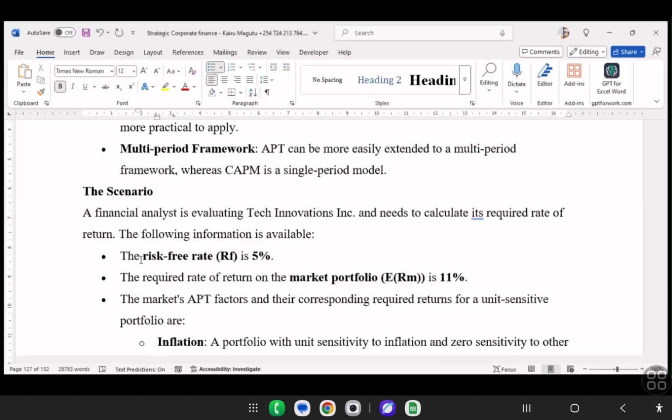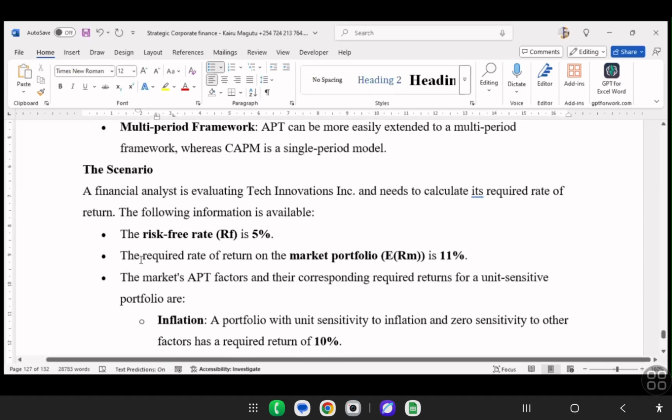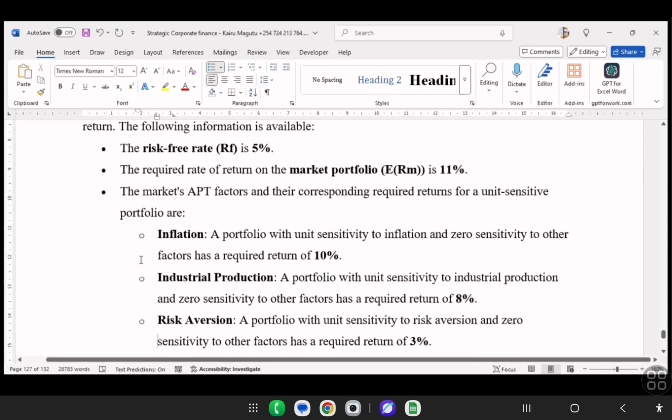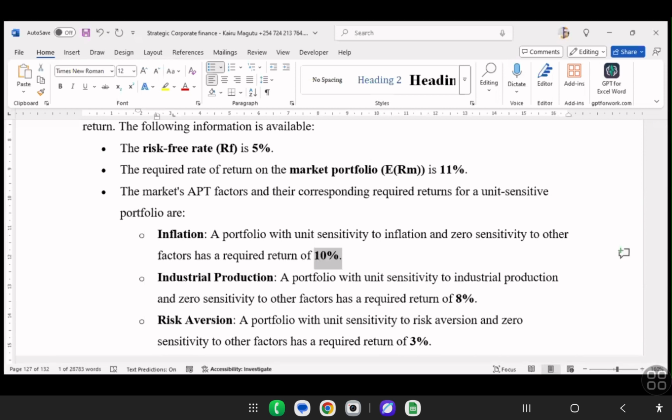Number three, the market APT factor and the corresponding required return for a unit sensitive portfolio are inflation. We are told that a portfolio with unit sensitivity to inflation and zero sensitivity to other factors has a required return of 10%. This is the question. If I go back to your questions, someone asked, return factor, you mean what? If the only factor under consideration is inflation, what will be the return of that security? That is the question. So the thing is, we have the return factor.